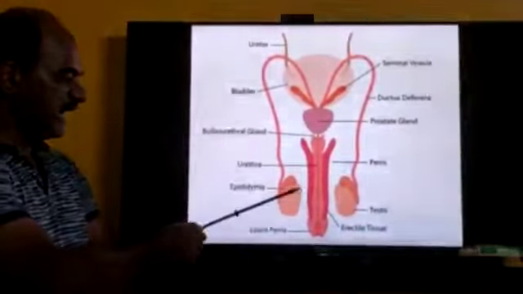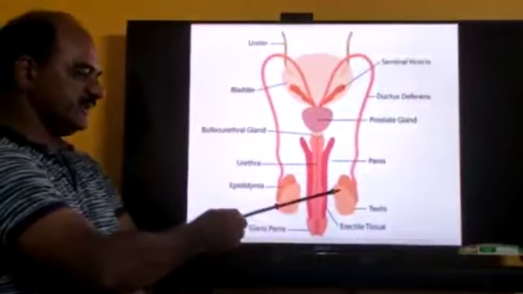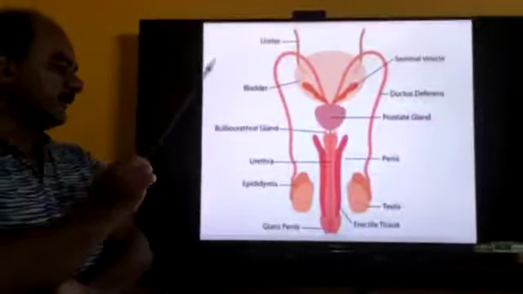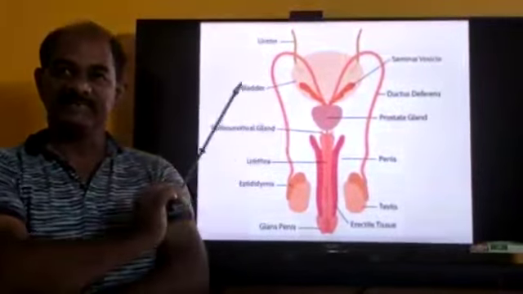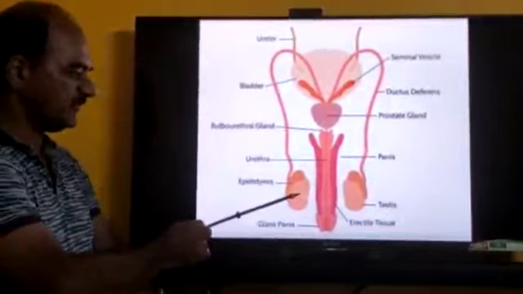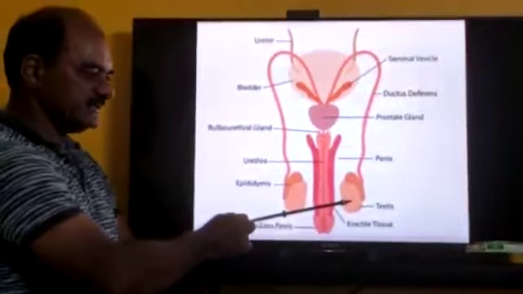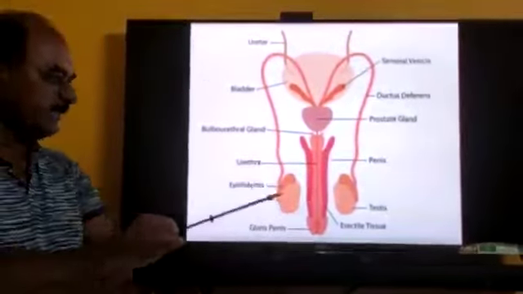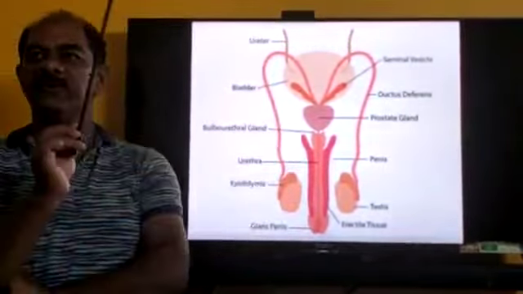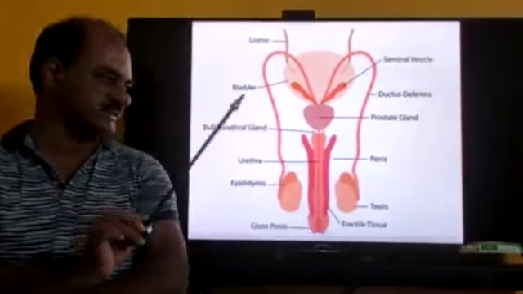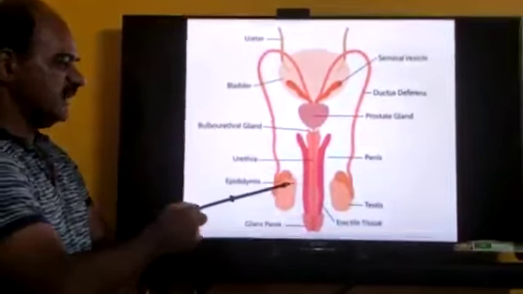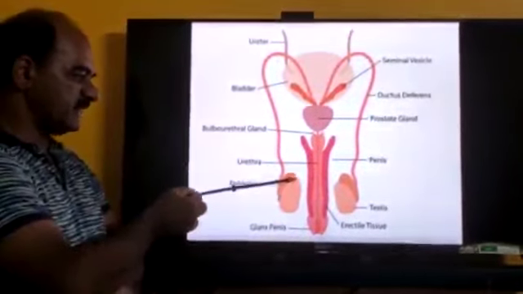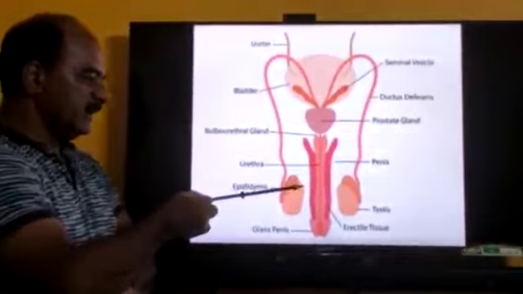The testis and scrotal sac attach with the help of the gubernaculum, a type of connective tissue. The main functions of the testis are the production of sperm as well as the production of the hormone testosterone. That part is studied at the time of the histological structure of the testis. After the testis, the sperms develop, and then the sperm passes toward the next part.